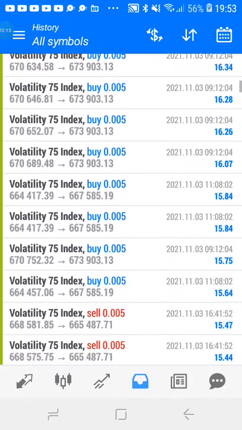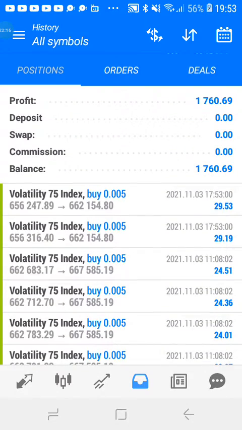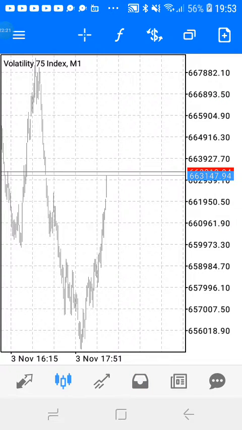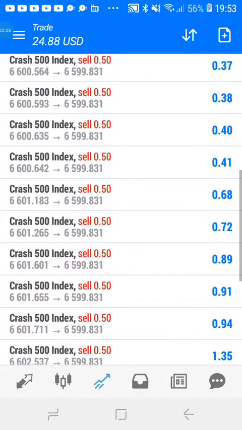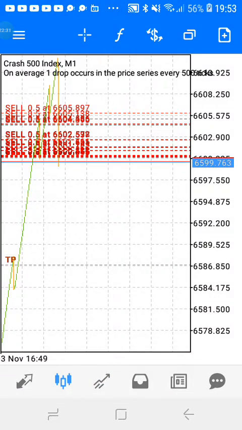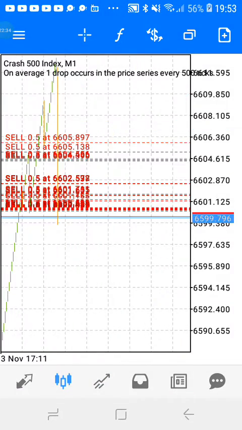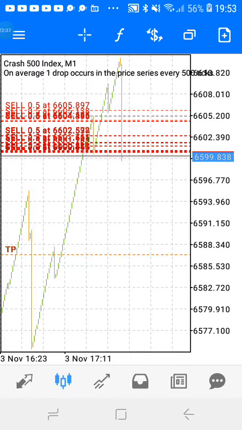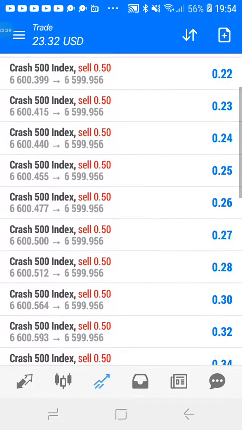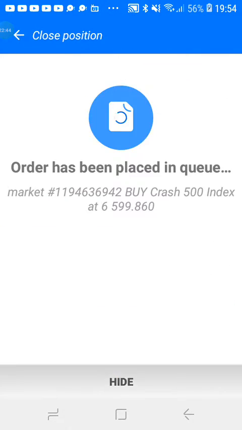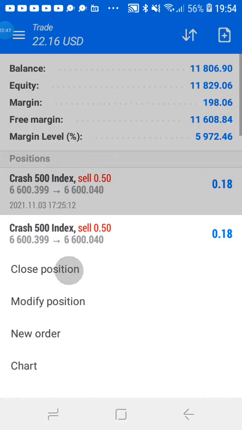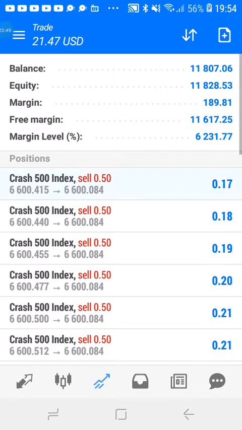I hope you get the strategy, what I'm really trying to pass across. I hope someone will be able to understand it. Look now at Crash. Look where we are now. You see, they were playing around. I saw that they were playing around. Look now. All entries are in profit, guys. I know they'll hit my TP, but let me just manually close this.